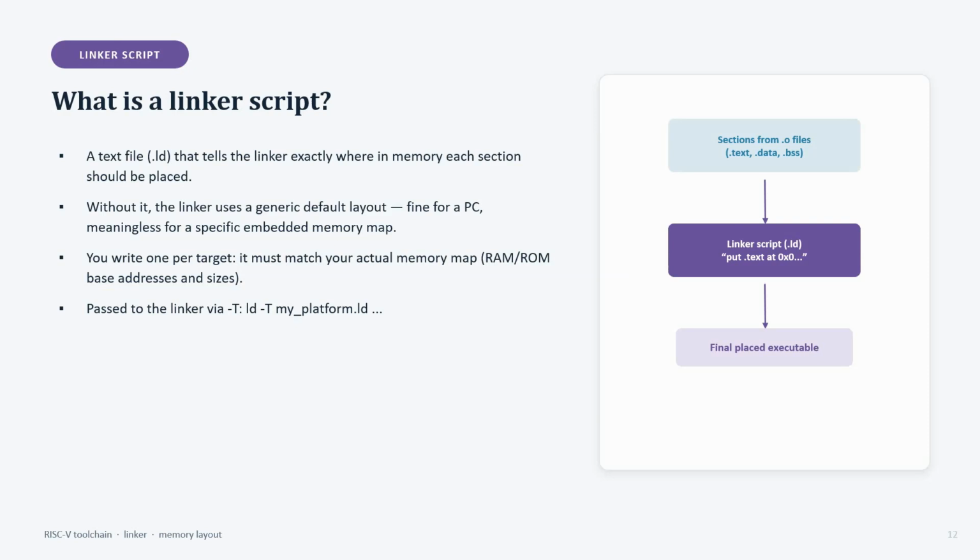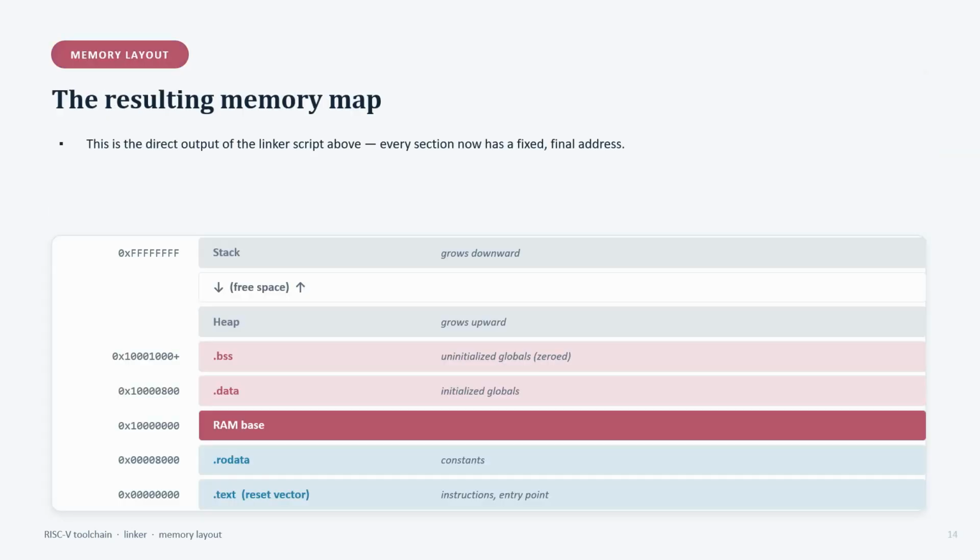Without a linker script, it is fine for a PC. It is going to use a generic default layout for a PC, and that is meaningless for a specific embedded memory mapping. If you are working on bare metal, then the linker script is very much necessary. And using this linker script only, we are going to store each particular section of data in memory. Let me show you how it is going to look.